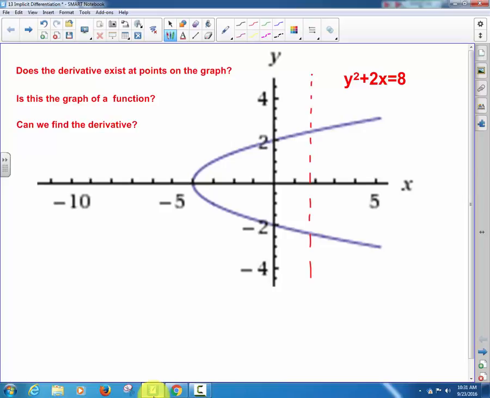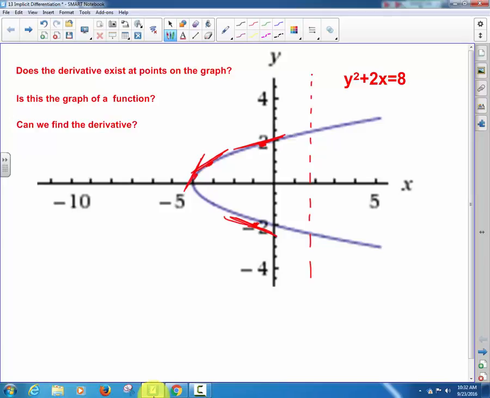However, should we be able to find the slope at any given point? Should there be a derivative at any point on this graph? Intuitively, it says yes. This graph is changing, so there should be a derivative. There should be a rate of change associated with it at every point. So we should be able to find a derivative for this graph. The way to do this is something called implicit differentiation.